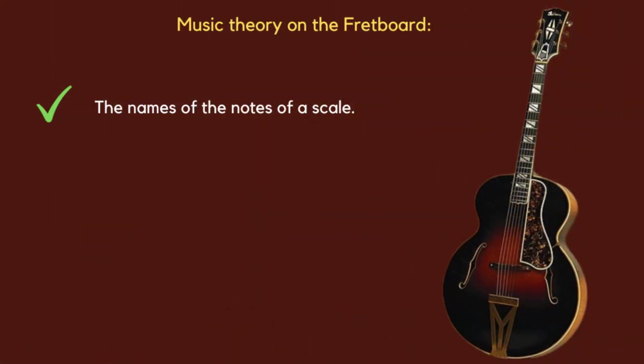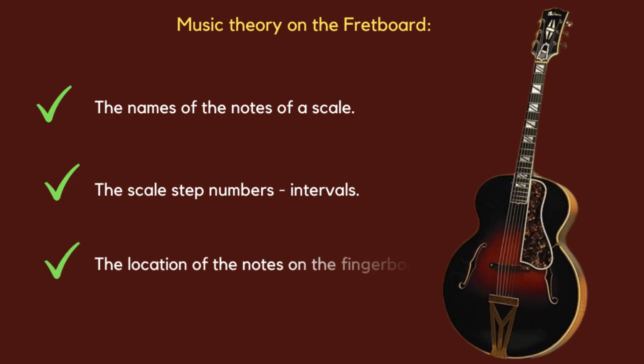Okay, let's get started. In order for a guitarist to have a comprehensive understanding of music theory, it's essential to know three things. 1. The names of the notes of a scale. 2. The scale step numbers. And by scale step numbers, I'm referring to the various intervals. And 3. We need to know the location of the notes on the guitar fingerboard.